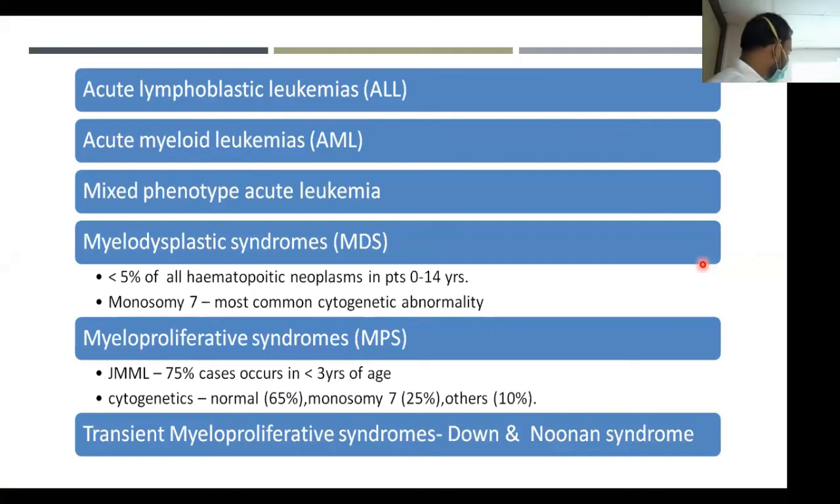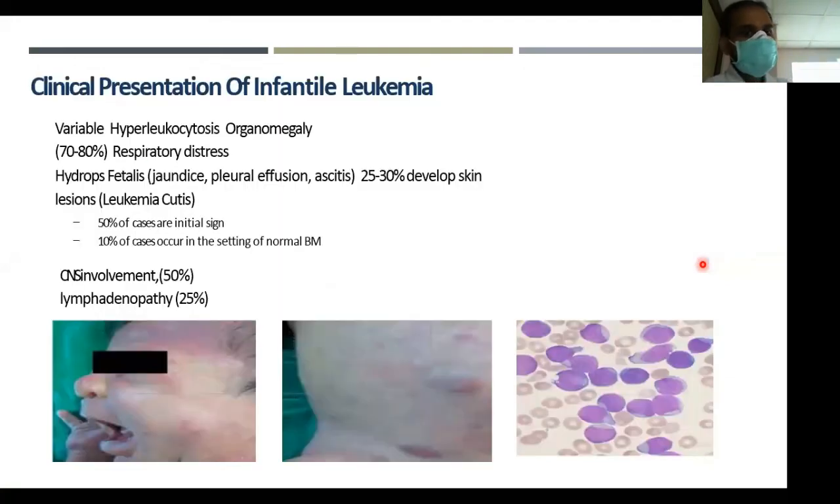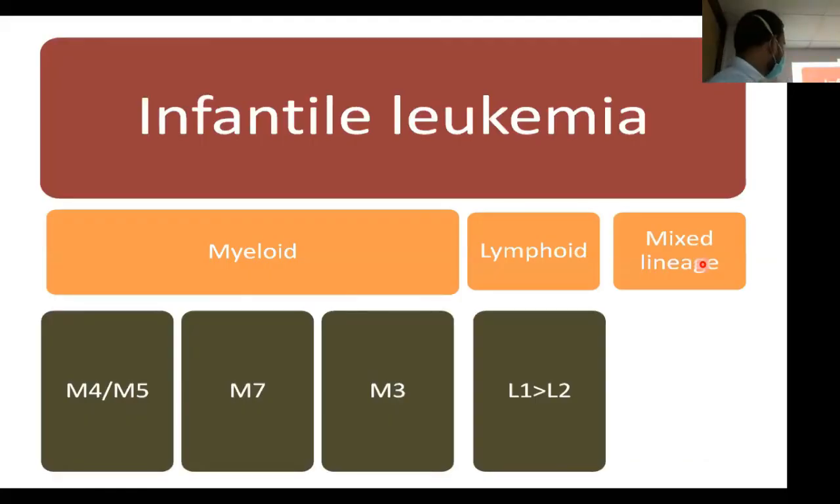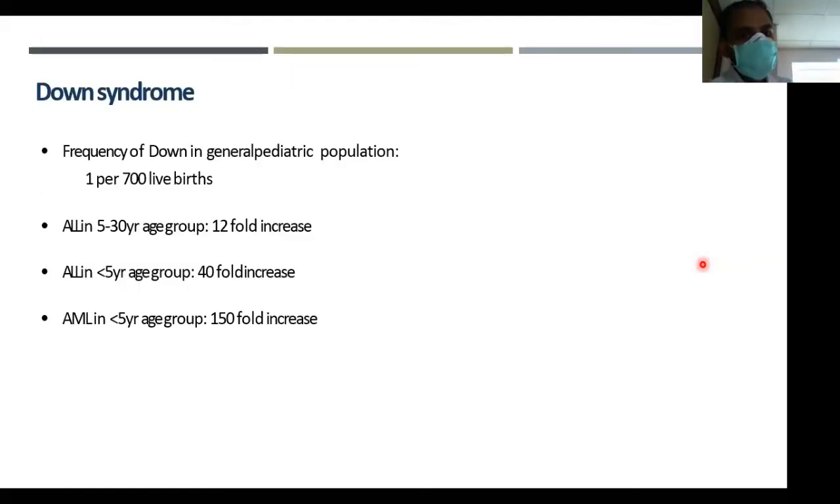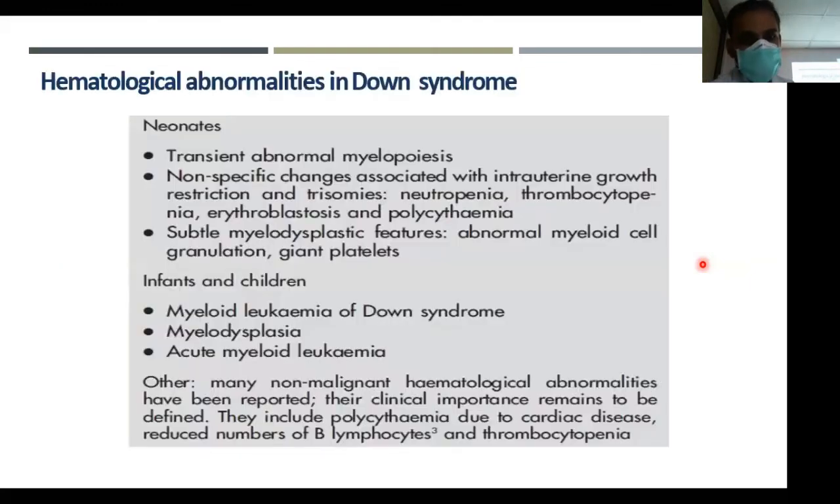Pediatric MDS, MPS, transient myeloid, especially in Down syndrome. Clinical presentation includes effusion, ascites, etc., CNS involvement, lymphadenopathy. So predominantly myeloid, M4, M5, megakaryocytic, lymphoid, mixed lineage. In Down syndrome, all malignancies will be manifested multifold. Other hematological abnormalities include transient TAM leukemias.